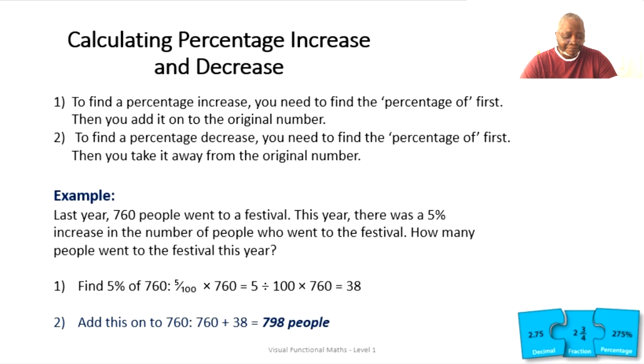Example, last year, 760 people went to a festival. This year, there was a 5% increase in the number of people who went to the festival. How many people went to the festival this year? You find 5% of 760, which is 5 over 100 times 760. That is equal to 5 divided by 100 times 760, and it's 38.